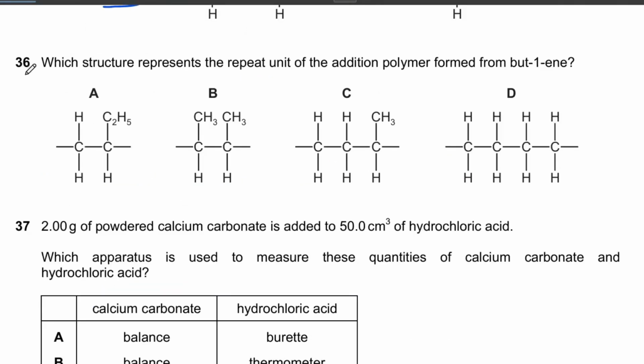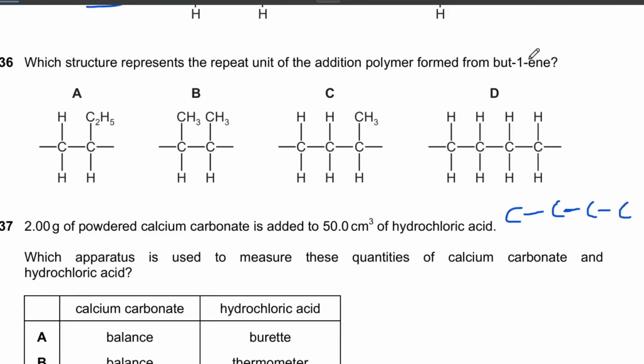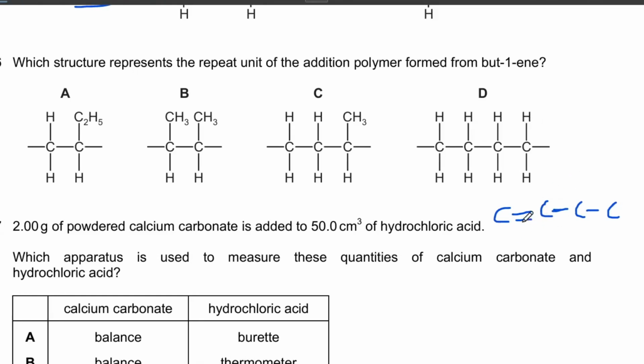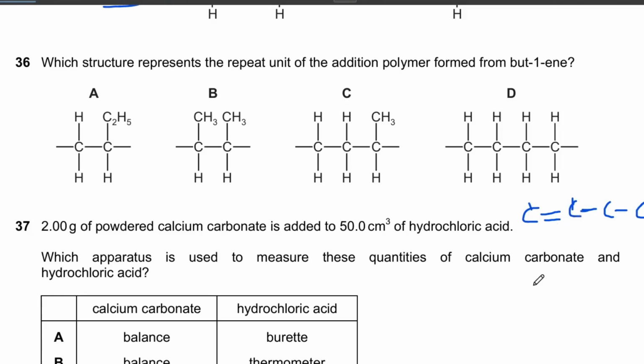Question 36. Which structure represents the repeat unit of the addition polymer formed from but-1-ene? So first of all, what we will do is to draw the structure of but-1-ene. So we have 4 carbon atoms because it's a but. Now since it's but-1-ene, that means the double bond is at carbon number 1. That means the polymerization is going to take place between these 2 carbon atoms. So therefore, our answer is A.